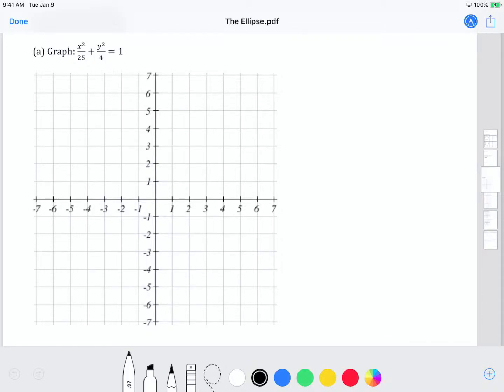Now we're going to practice graphing an ellipse. So the first thing you want to do when you look at the equation, as in example A, is first determine whether the ellipse has a major axis that's running vertically or horizontally. In this case, in example A, it's going to be running horizontally because the bigger number is under the term with the x in it. So the major axis will be horizontal.